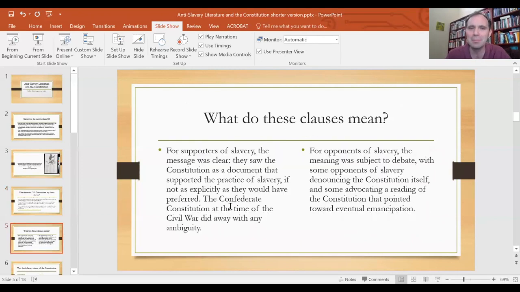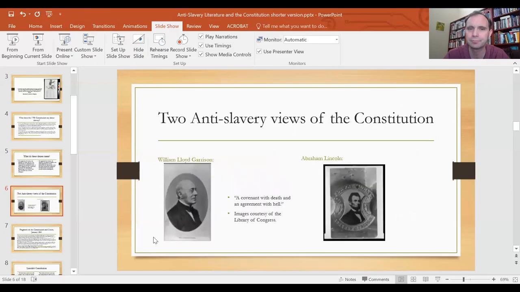So what do these clauses mean? For the supporters of slavery, the message was clear. They saw the Constitution as a document that supported the practice of slavery, if not as explicitly as they would have preferred. The Confederate Constitution at the time of the Civil War did away with any ambiguity. It just forthrightly endorsed slavery. For opponents of slavery, though, the meaning was subject to debate, with some opponents of slavery denouncing the Constitution itself, and some advocating a reading of the Constitution that pointed towards eventual emancipation.